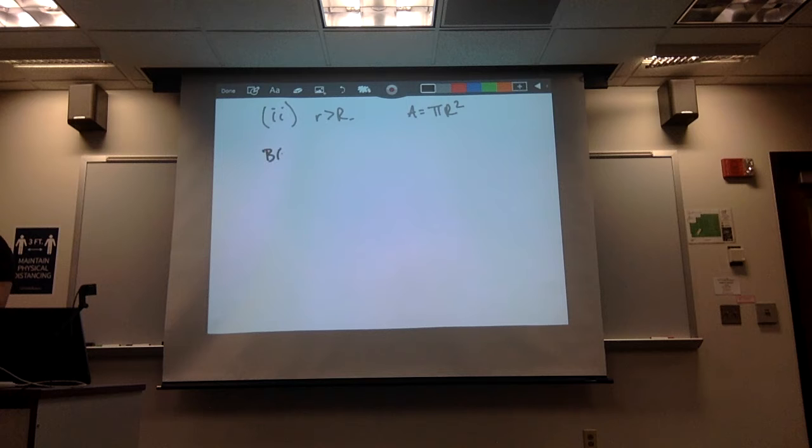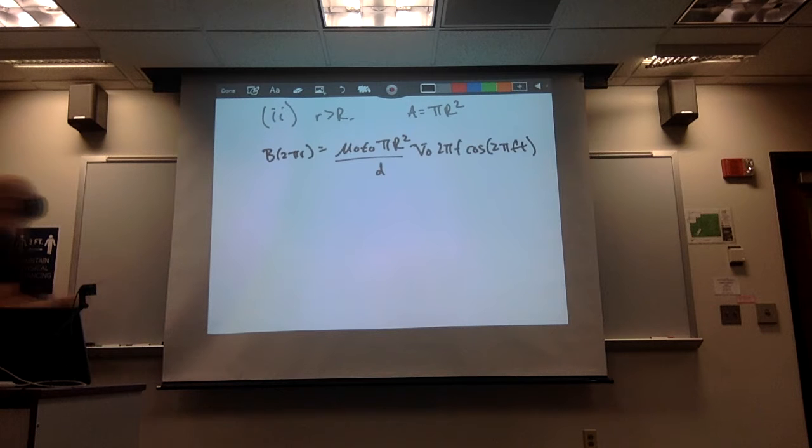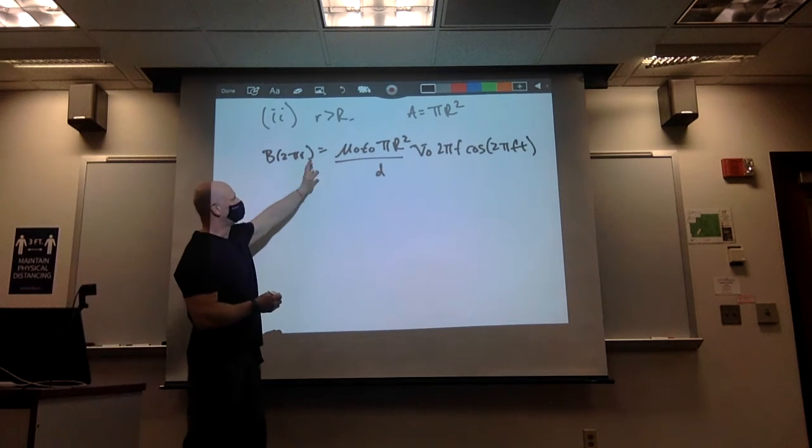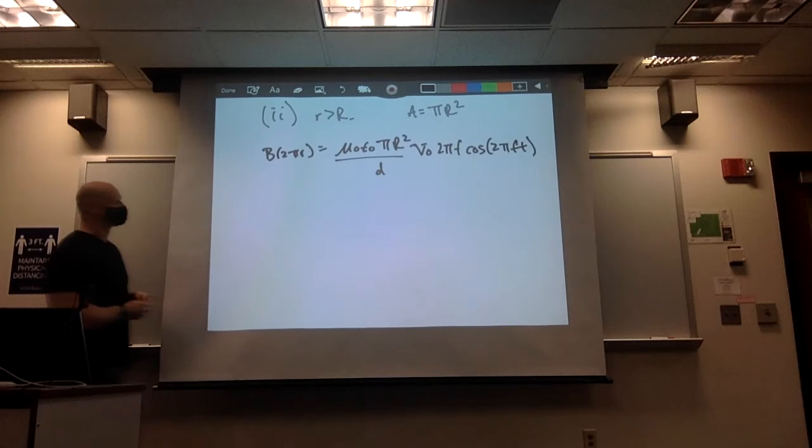So I get B times 2 pi r is equal to mu naught epsilon naught times my area, which is now pi R squared, divided by d, times V0 times 2 pi times the frequency times cosine of 2 pi times the frequency times the time. So the only difference now is that this thing goes as 1 over r, where the other one was linearly increasing as r.